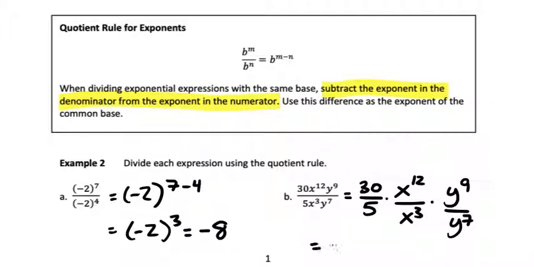30 divided by 5 is 6. Now, it's tempting here to divide these exponents because we just divided these numbers, but we have to remember that we're subtracting. So 12 minus 3 is x to the 9th. And then for the y's, 9 minus 7 is 2. So it would be 6, x to the 9th, y to the 2nd.